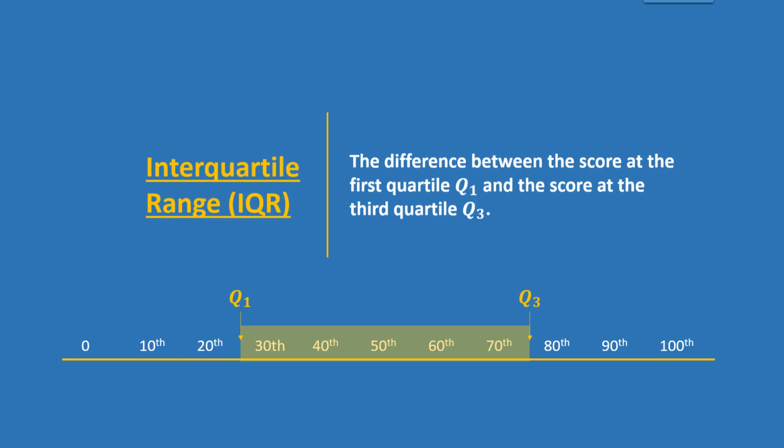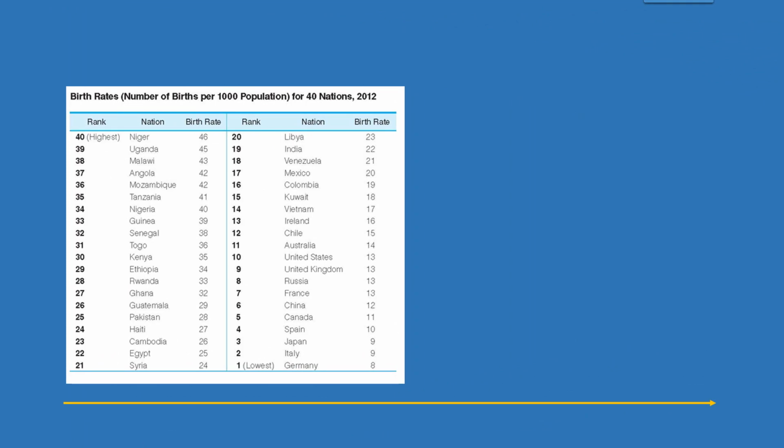Let's work on a problem now. This table shows the number of births per 1,000 population for 40 countries. Finding the interquartile range involves finding the score at the first quartile, Q1, and subtracting it from the score at the third quartile, Q3. The first step is to sort the data set. In this problem, as you can see, the data is already sorted, but it's sorted from highest to lowest score. We can still work with this. We'll just have to remember to count up from the lowest to the highest score.